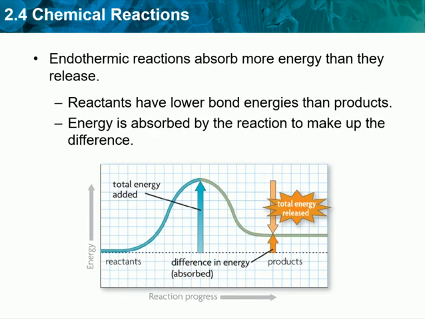An endothermic reaction absorbs more energy than it releases. If products have a lower bond energy than reactants, the reaction is endothermic. Energy must be absorbed to make up the difference. One of the most important processes for life on Earth, photosynthesis, is endothermic. During photosynthesis, plants absorb energy from sunlight and use that energy to make simple sugars and complex carbohydrates.